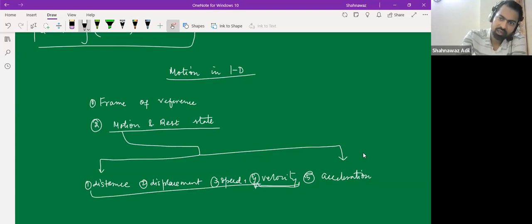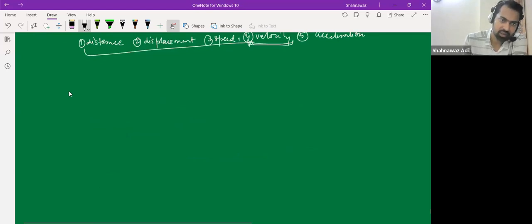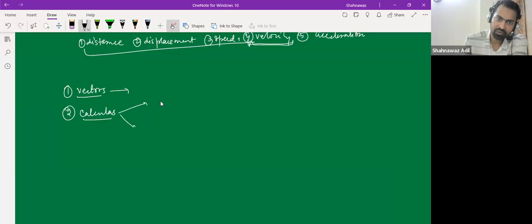So to understand about this, we need two basic concepts. One is vectors. And as you said, you already know vectors, so let us skip that. And the second one is calculus. So in calculus, we learned about differentiation and then integration.